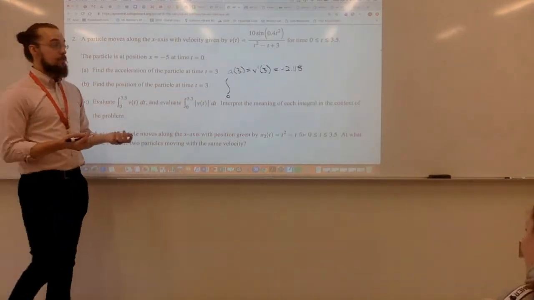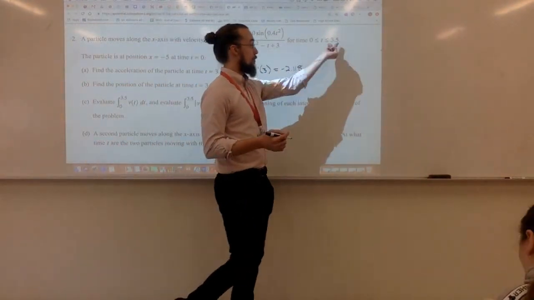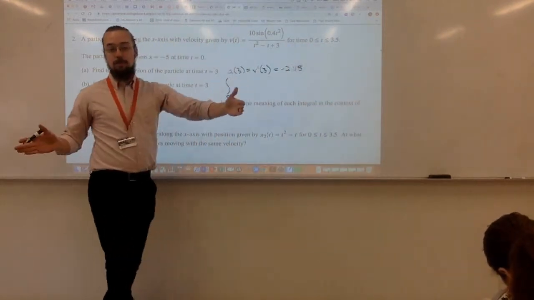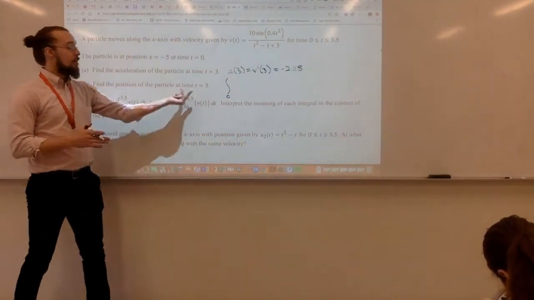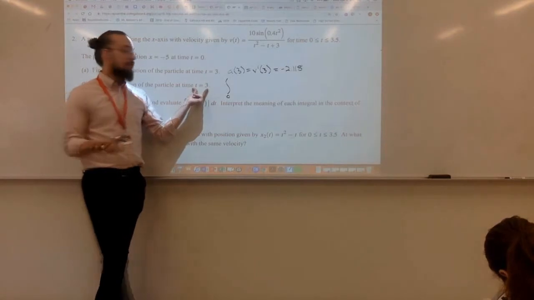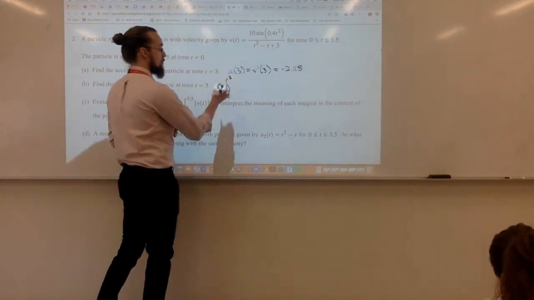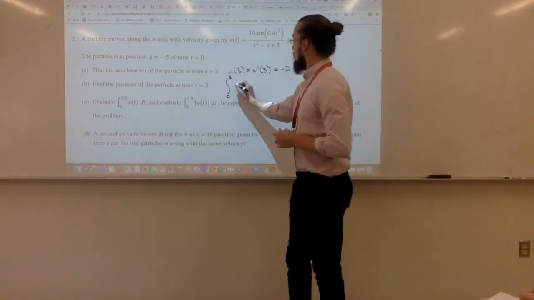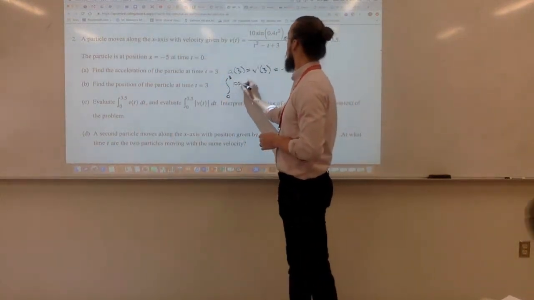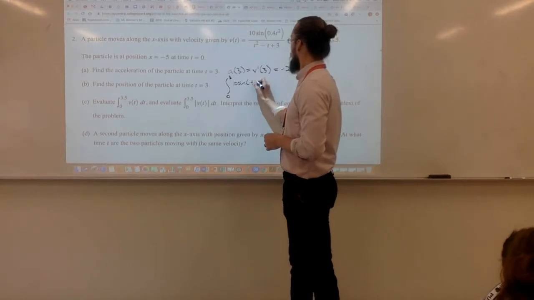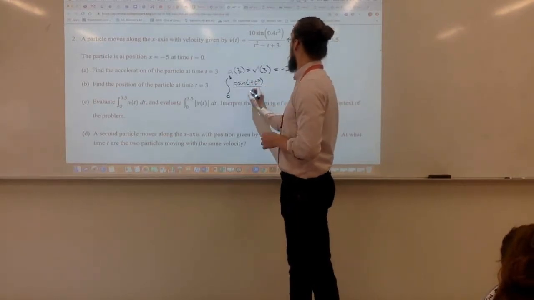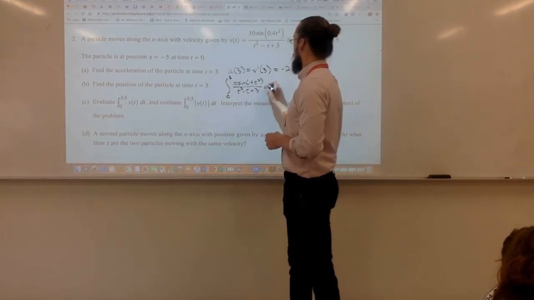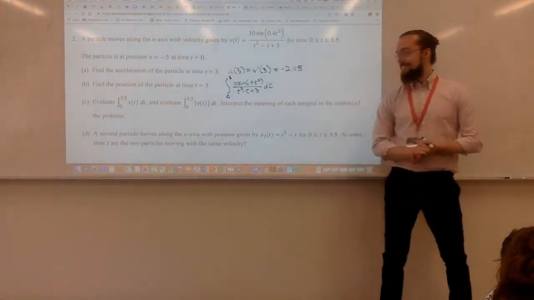So that's one place where they get tricky. Up here in the problem, it says we're talking about the interval 0 to 3.5, but the question just says find the position at 3. So I would need to take the antiderivative here. So 10 sine of 4t squared plus 3. Don't forget your dt.